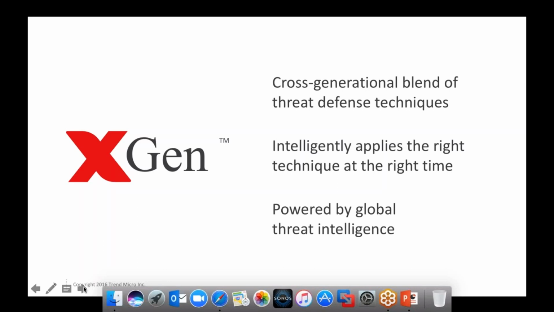Ultimately, what it means is that the right technique is used at the right time for the right type of threat. Sometimes even the next gen stuff can't catch everything, and that's why we put ourselves ahead of others, with the reason that we use that cross-generational blend of different techniques. And it's also powered by our global threat intelligence and smart detection network as well, which I will talk about in a bit more detail.